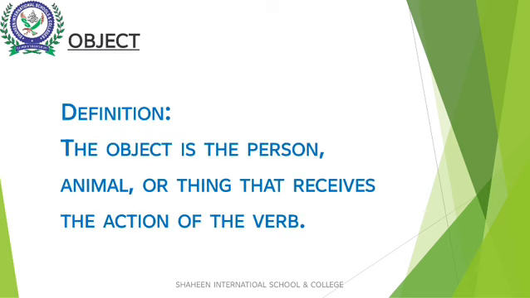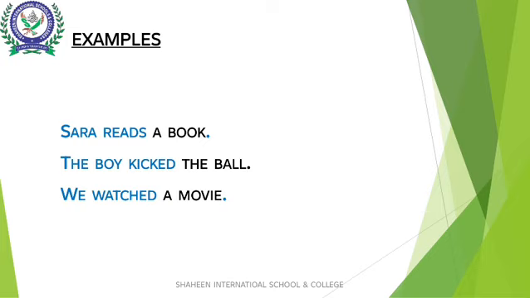Moving forward to object. The object is the person, animal, or thing that receives the action of the verb. The action that is done by the subject is received by object. For example, Sarah reads a book. In this sentence, Sarah is the subject, reads is the verb, and the action reads is being done on a book. A book is an object.